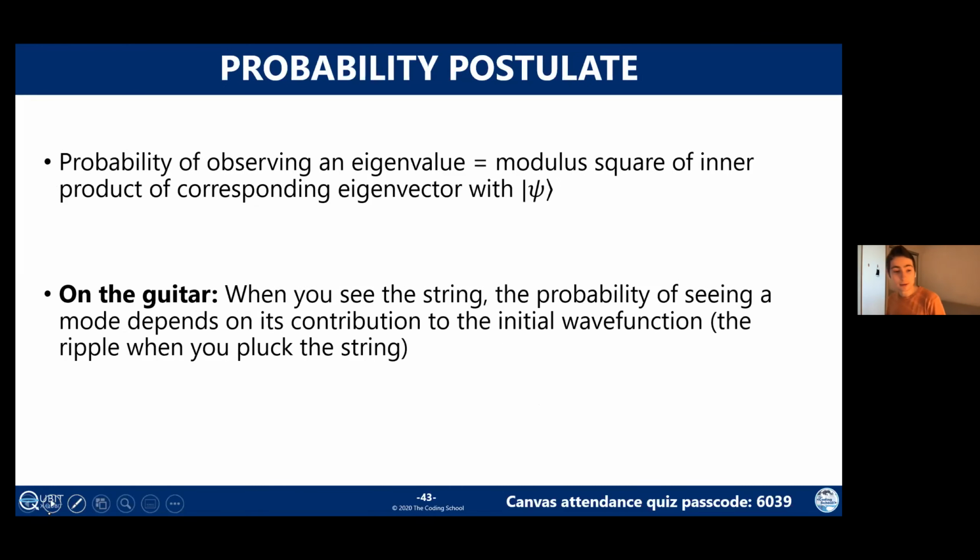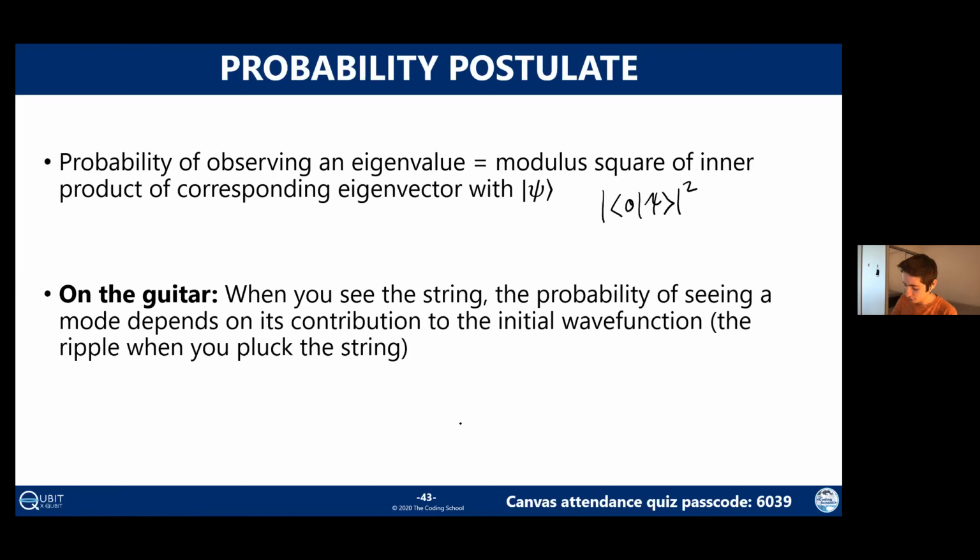We can also tie this to the probability postulate. Just as a reminder, the probability postulate says that the probability of observing an eigenvalue is the modulus square of the inner product of the corresponding eigenvector with psi, which is a lot of words just to describe this. On the guitar, when you look at the string, the probability of seeing a particular mode depends on its contribution to the initial wave function.